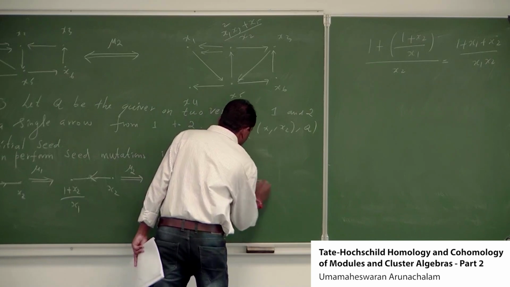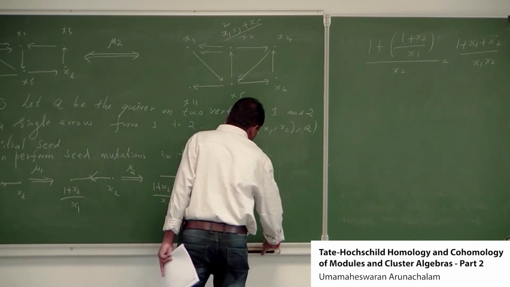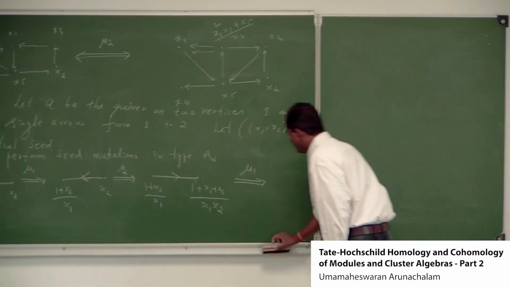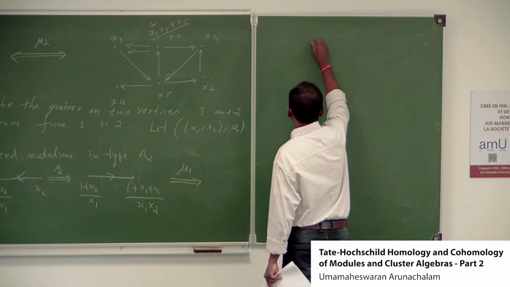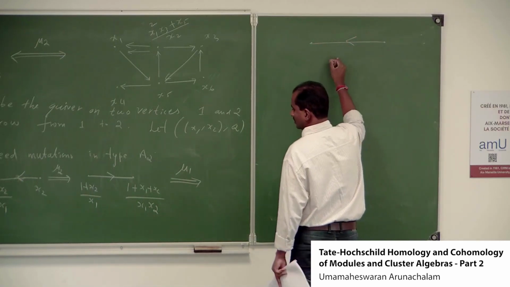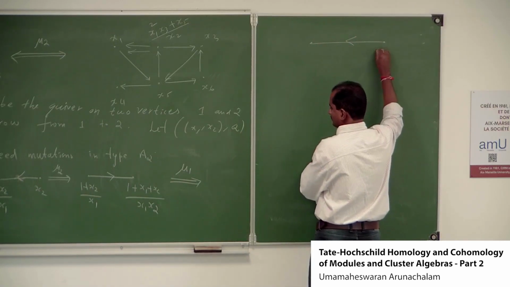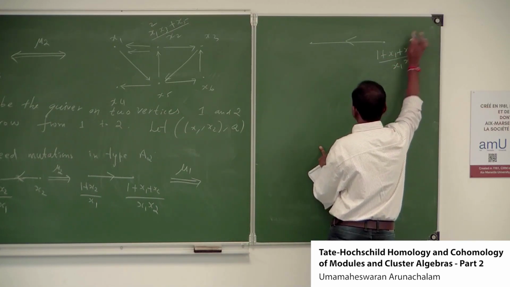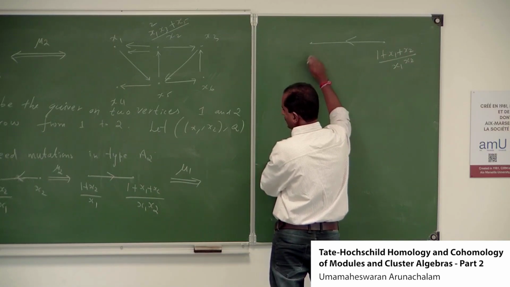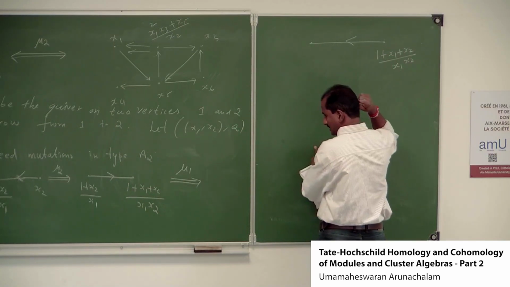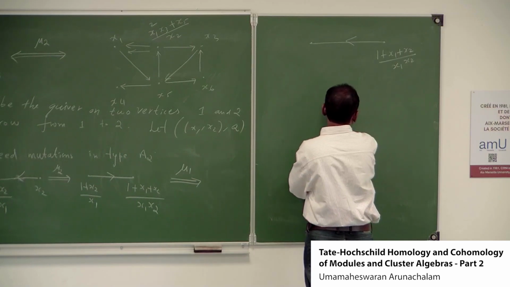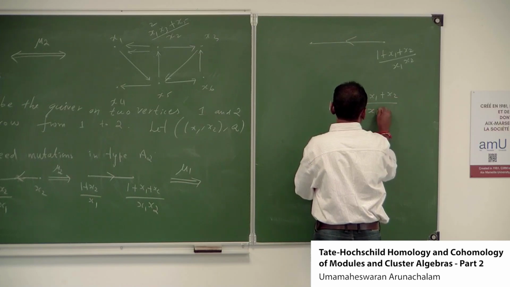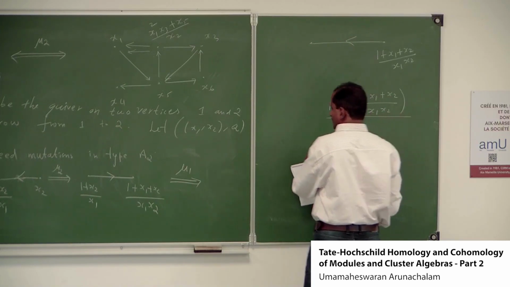Again we are mutating this, we take mu1. Our mu1 is: we have to reverse the arrow, you keep x2 the same, 1 plus x1 plus x2 divided by x1 x2. But this place you need to find a new variable, 1 plus x2 divided by x1, that means 1 plus the new x2, which is 1 plus x1 plus x2 divided by x1 x2, whole divided by x1.